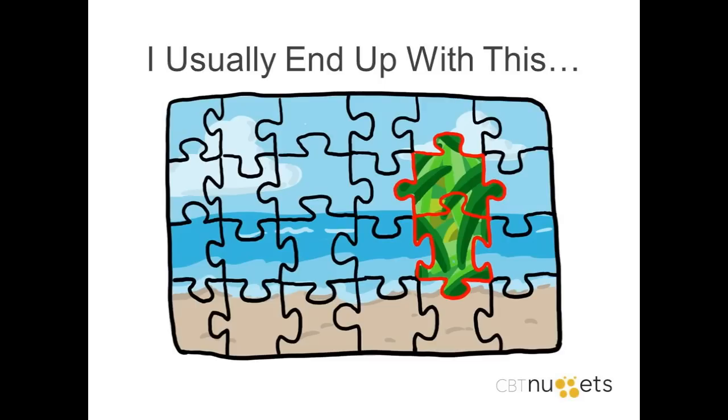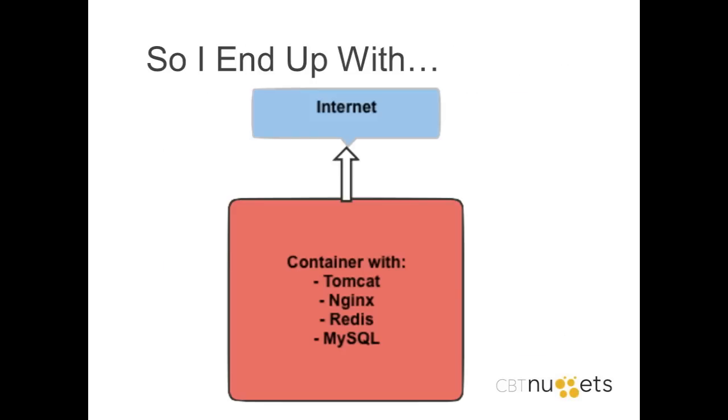So what do I end up doing? I end up making a container because I'm using Docker. It's the way to go. It's the future. And it is really cool. However, usually what happens, I create an image that has Tomcat and Nginx and Redis and MySQL all inside one container so they can talk to each other. I don't have to worry about trying to get them to communicate over the network. The volume is all inside the same container.